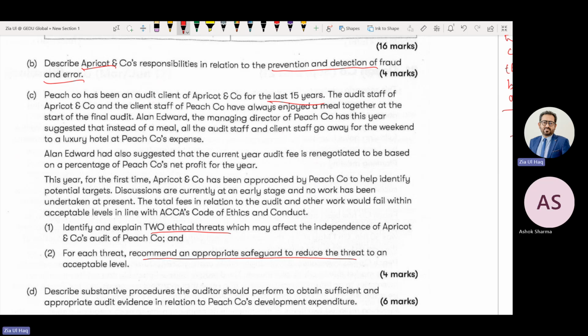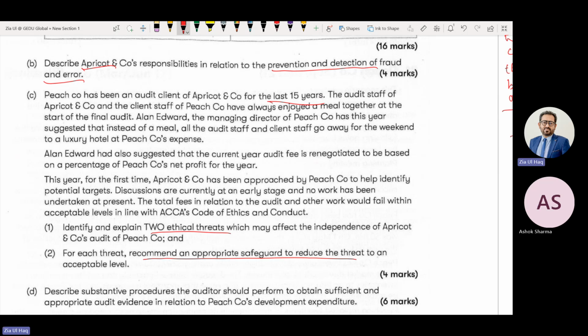The audit staff of Apricot company and the client staff of Peach company have always enjoyed a meal together. Okay, if they are bringing their own meal and eating in the same place, there is no issue. They can enjoy. At the start of the final audit, Alan Edward, the managing director of Peach company, has this year suggested that instead of a meal, all the audit staff and client staff go away for the weekend to a luxury hotel at Peach company's expense. This means the meal was also provided by the client.